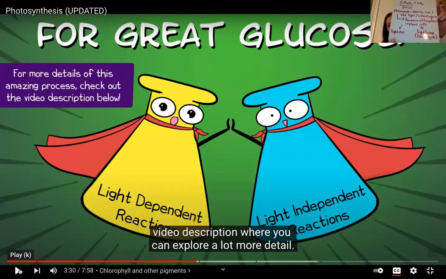Okay, so we have two different reactions happening in the chloroplast. We have the light-dependent reactions and the light-independent reactions, which is also known as the Calvin cycle. So I just drew two arrows to show that we have the light-dependent reaction and the light-independent reaction, also known as the Calvin cycle. Description where you can explore a lot more detail.